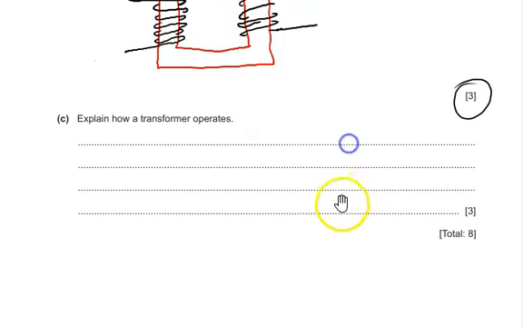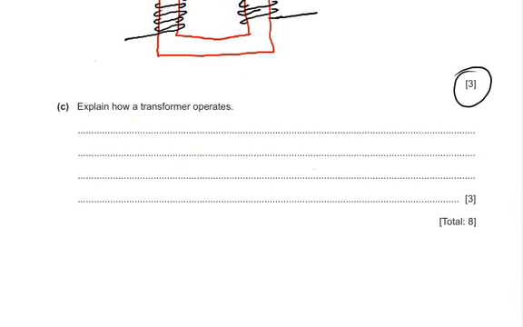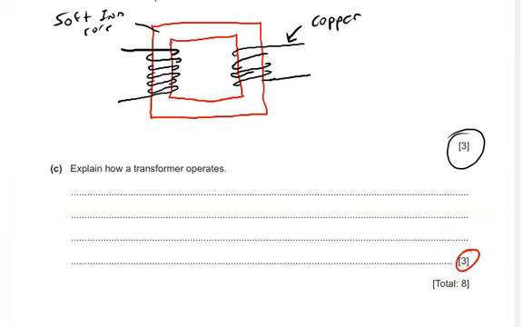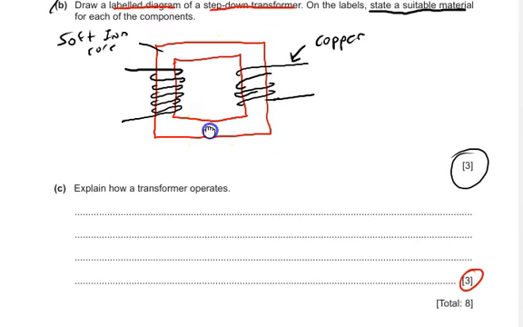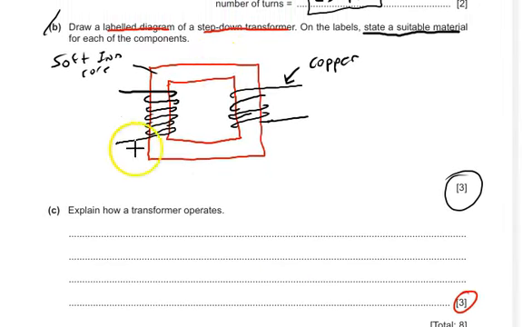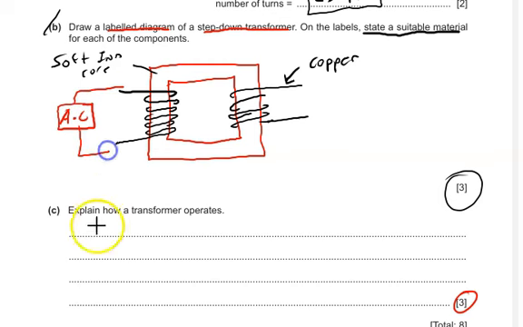Okay, now let us move on with this one. Explain how a transformer operates. Okay, so the marks given here are 3 marks. So for your understanding, the transformer only operates on AC current. It doesn't operate on DC current. All right. So I will write down here step by step how it operates.